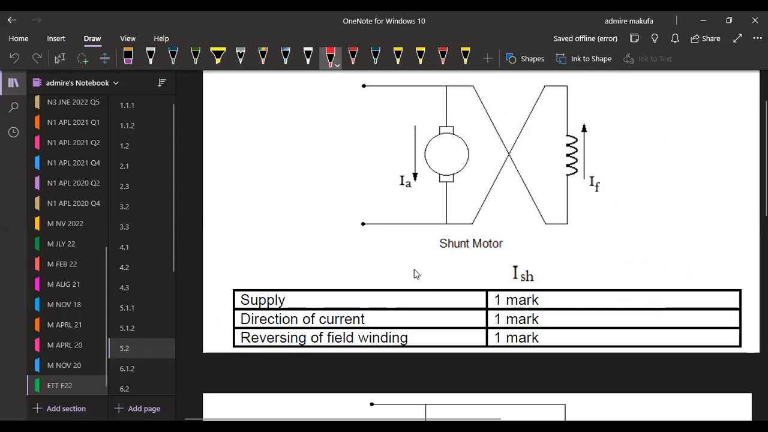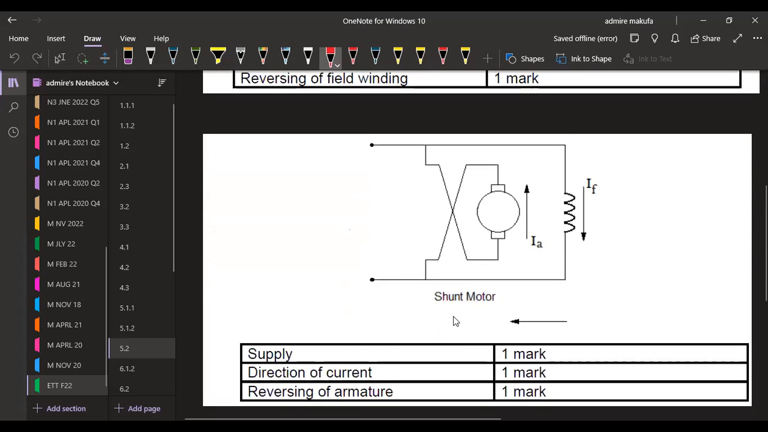So in this case, the marks are on the supply to indicate the supply, the direction of the current, that is your field current, and also the armature current in this case. All right, and the reversing of the field current in this case. All right, so that is the first part.